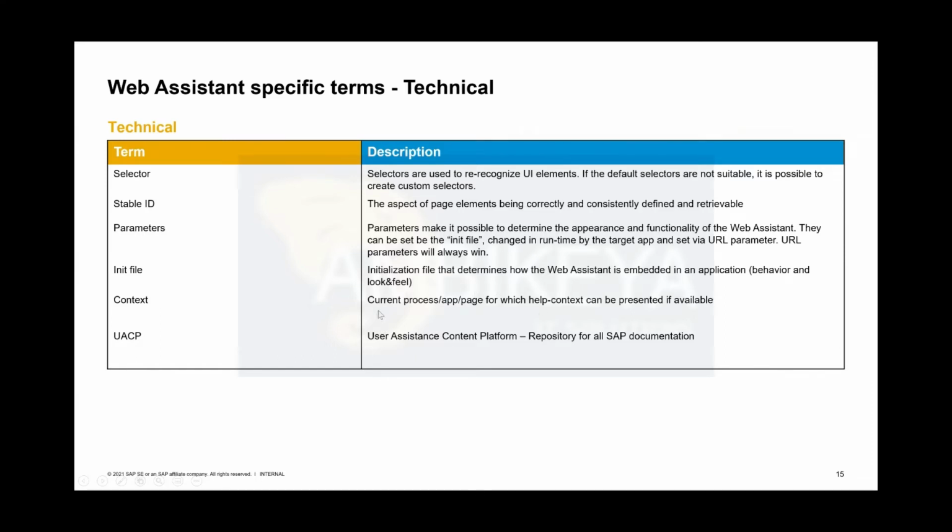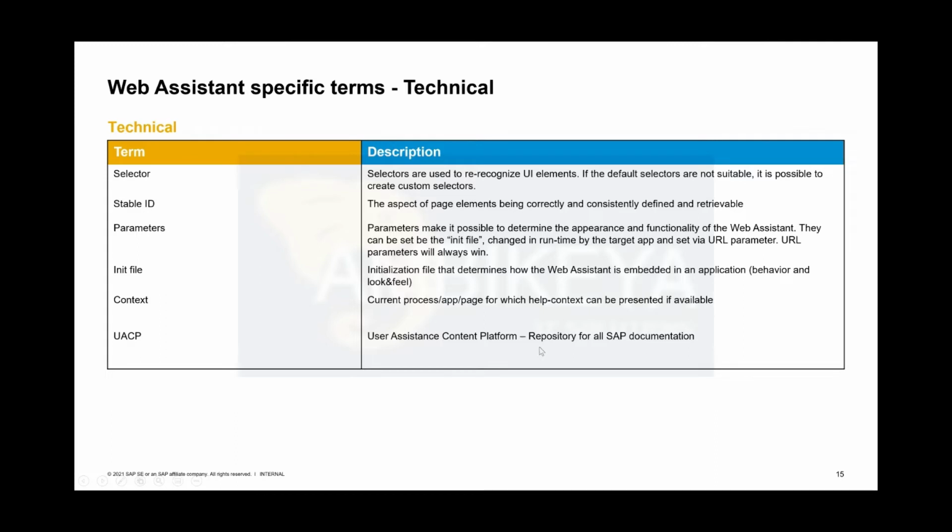Context, it's the same stuff as we talk about in all other scenarios when recording or in Desktop Assistant: the app, the page, the process. Let's talk about that in a second as well. And then the famous UACP, just to get the abbreviation, Resolved User Assistance Content Platform, which is basically only to be known as the repository for all SAP documentations. Yeah, it's a beast of a server, and this is where all the documentations live, and most of the target applications are still hosting their help content there.